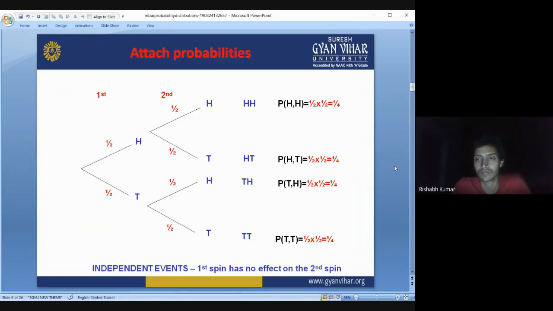Here the outcome of A is H, and the outcome of B, the second flipping of the coin, is also H. So the probability of HH out of all the outcomes is 1/2 multiplied by 1/2, and that gives you 1/4. Similarly with the other outcome, H and T, the probability of getting the first H is 1/2 multiplied by the probability of getting the tail after the second flipping of the coin, which is 1/2. So the final probability of this outcome is also 1/2 multiplied by 1/2, which is 1/4.